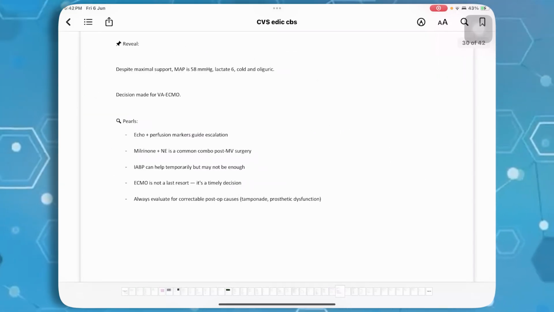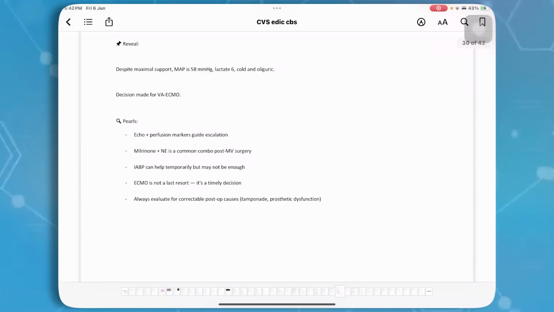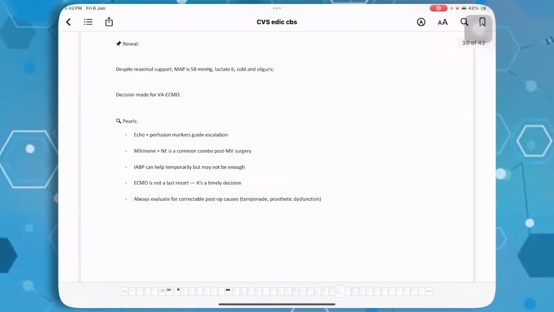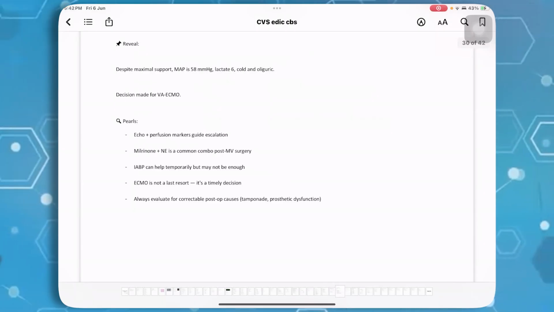In our patient, despite maximal support, MAP was 58, lactate was 6, patient is cold, patient is oliguric, patient is now refractory cardiogenic shock, post MVR, this patient needs a VA ECMO. VA ECMO is put.